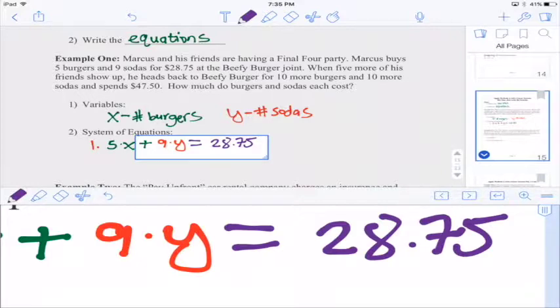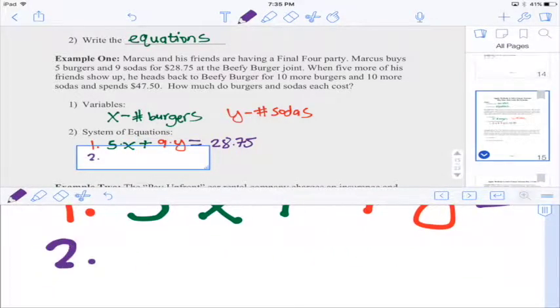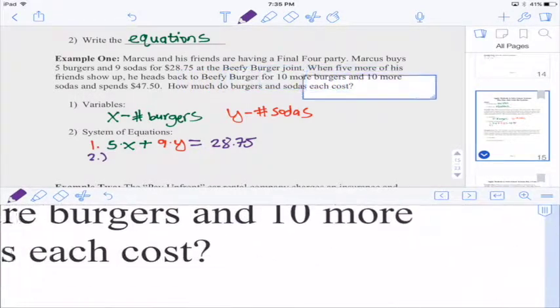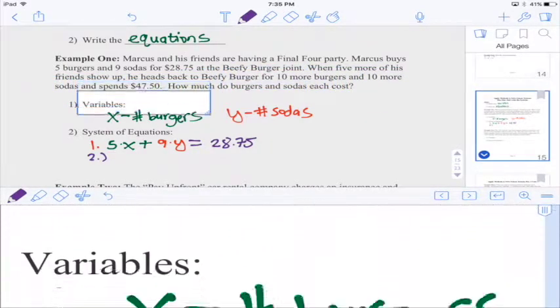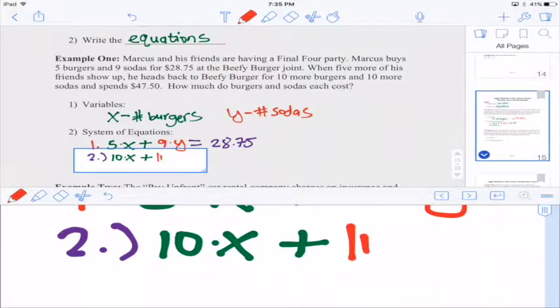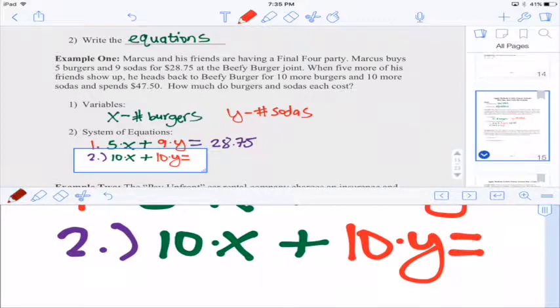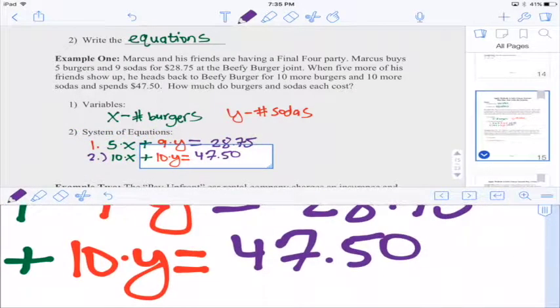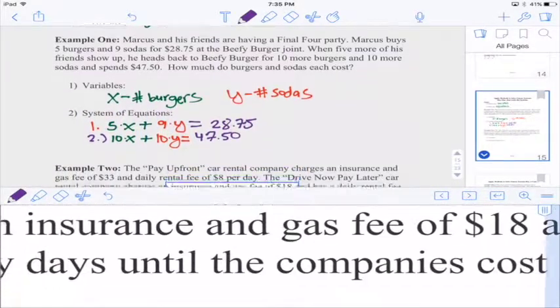Now we have our second equation, where he bought 10 burgers and 10 sodas and spends $47.50. So 10 burgers times x, so 10 times x for burgers, plus 10 sodas, so 10 times y or 10y, equals $47.50. So there's our two equations, all right? And then we could solve it, but we're not going to do that today.